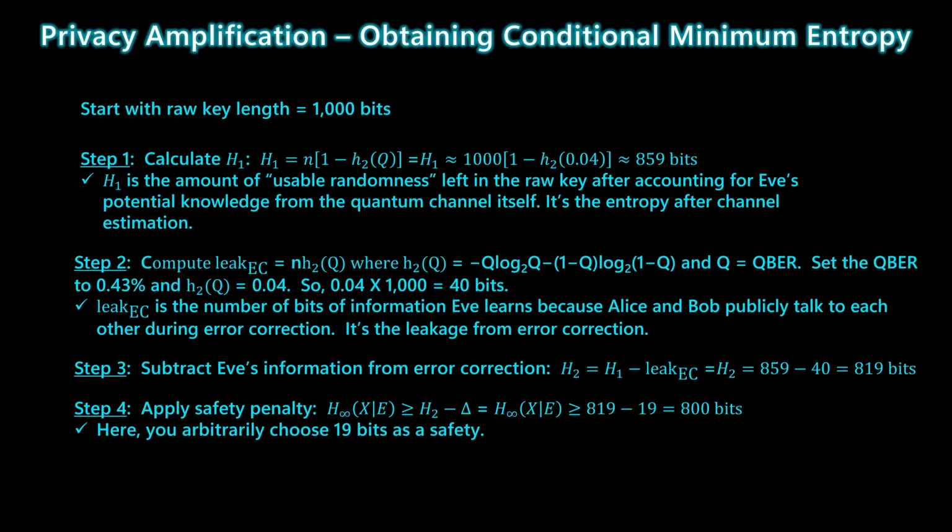This value means that even though the raw key contains 1,000 bits, there are at least 800 bits of true unpredictability remaining once we account for Eve's knowledge from both the quantum channel and the public classical communication. This is the number that privacy amplification uses to determine how many secure bits can ultimately be kept.